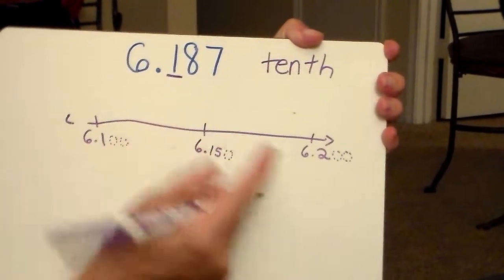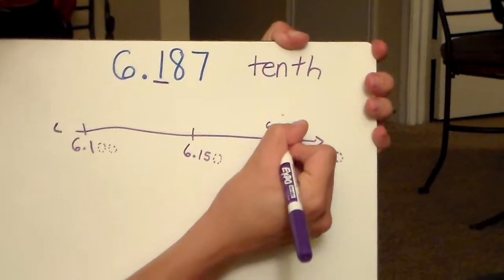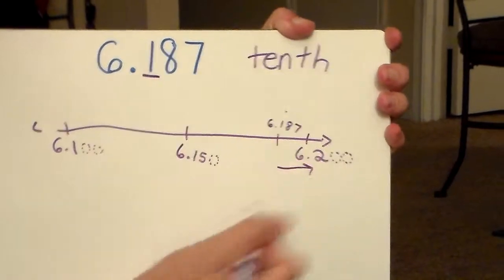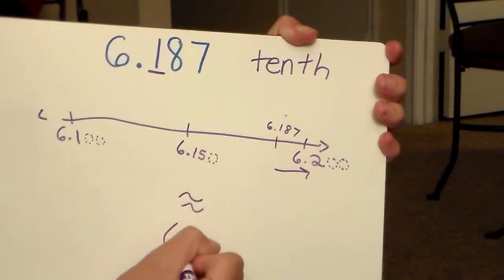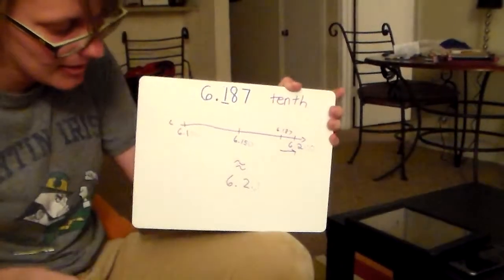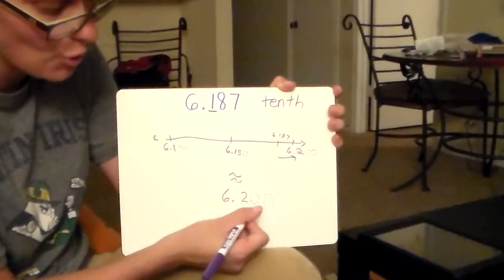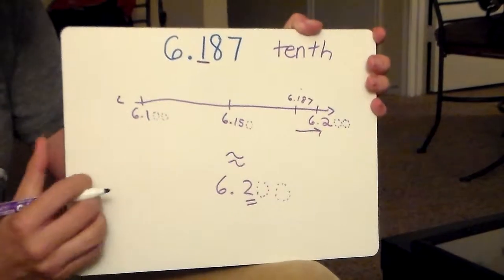Well, this is 6.187. 6.187, or 6 and 187 thousandths, is going to be over here, much closer to this next tenth. So this number is about 6 and 2 tenths, or I could also call this 6 and 20 hundredths, or I can also call this 6 and 200 thousandths, because both of them have the 2 in the tenths place.